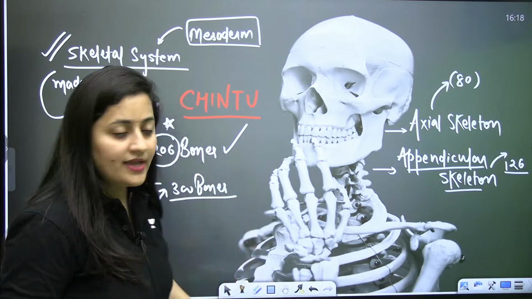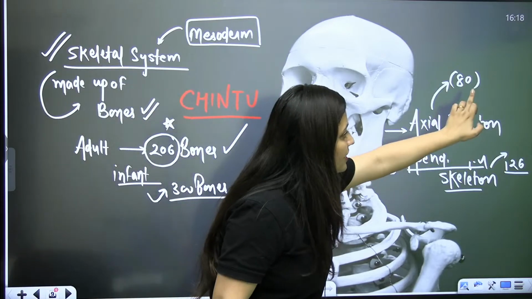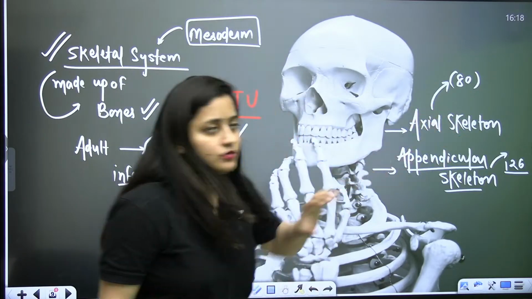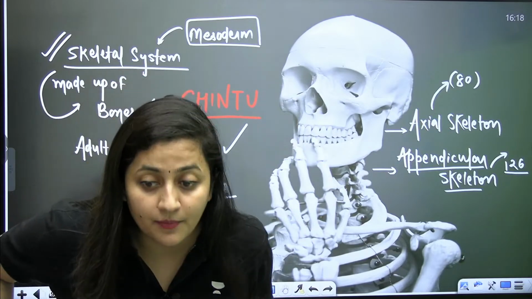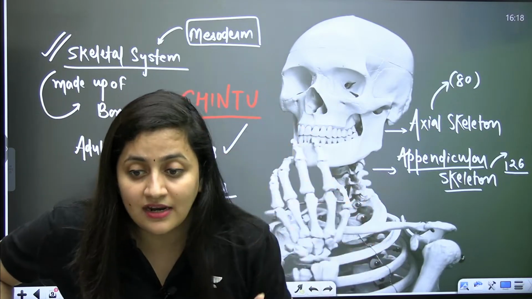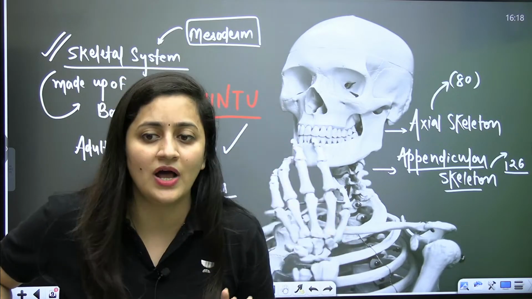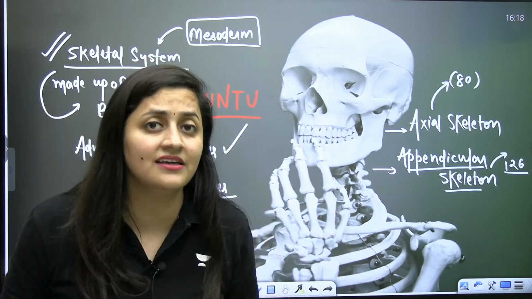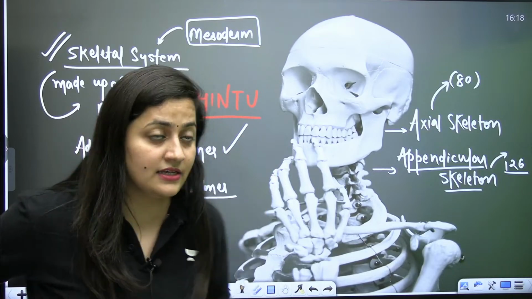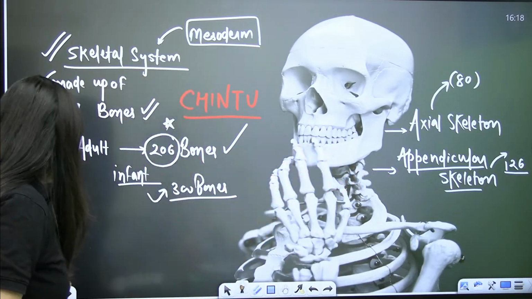So when you are talking about the axial skeleton, how many bones are there? Total 80 bones. And when you are talking about the appendicular skeleton, how many bones are there? Rahil, Gamer, everyone, I want you to answer. The session should be interactive, guys. So here a total of 126 bones are there.